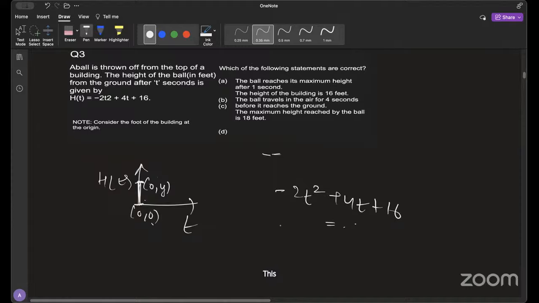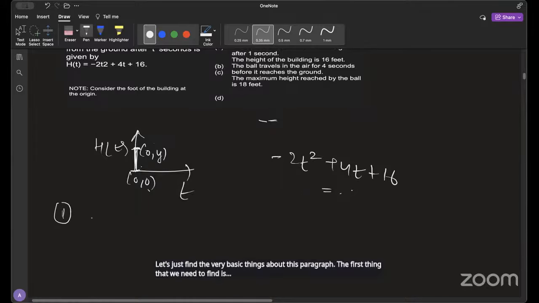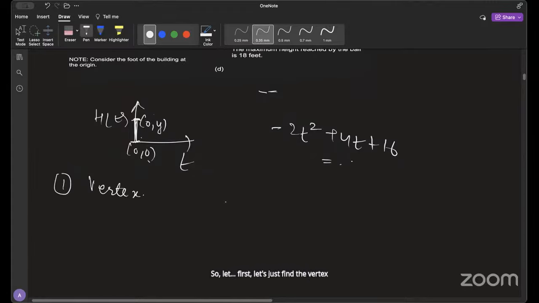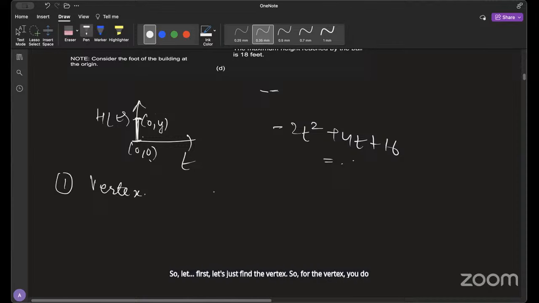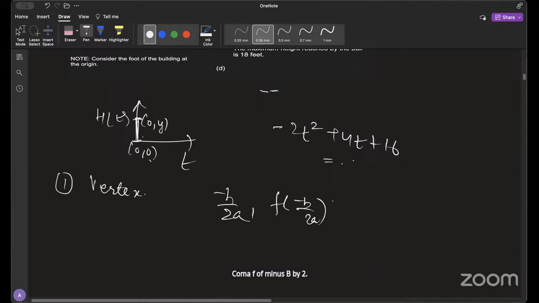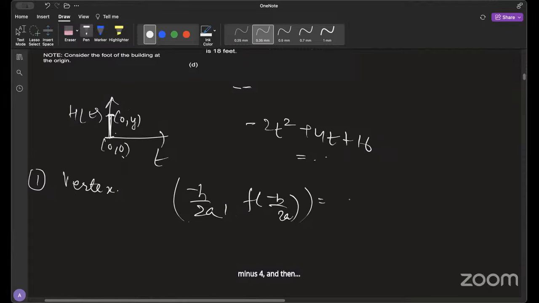So this is the parabola given to you. Let's just find the very basic things about this parabola. First thing that we need to find is, let's just find the vertex. So for the vertex, you do minus b by 2a, comma f of minus b by 2a, right? So minus b by 2a will give you minus 4 divided by 2 and minus 2, so it's minus 4 again, it's 1, right? It'll give you 1.